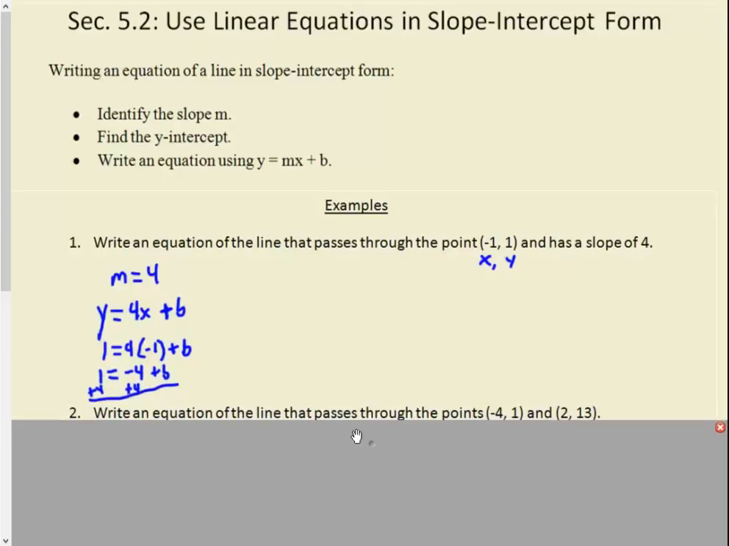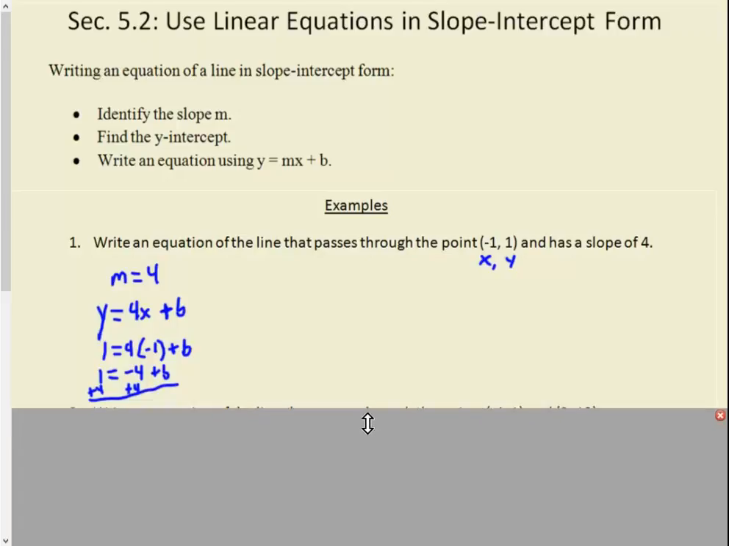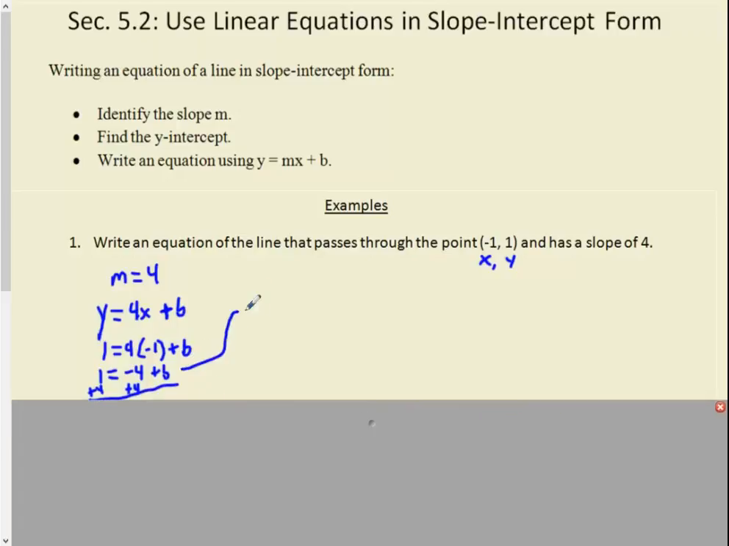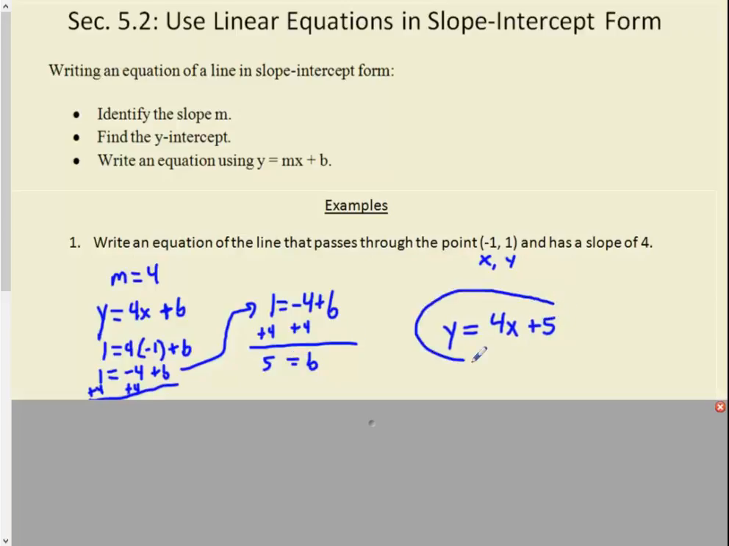Oops, I probably should have rewritten, let me rewrite that up here. 1 equals negative 4 plus b. We're going to add 4, and we end up with 5 is equal to b. So now we know the slope and the y-intercept. We can go ahead and write our equation. y is equal to 4x plus 5, since our y-intercept is positive.